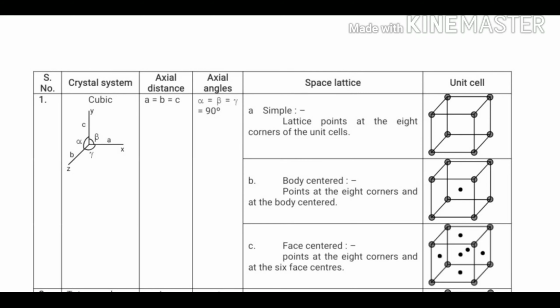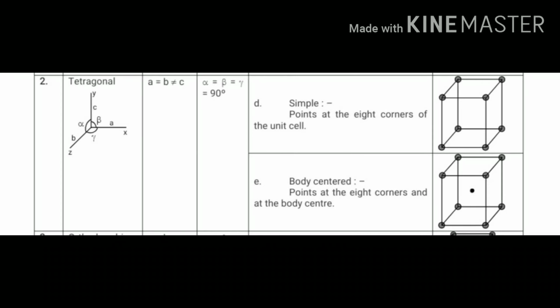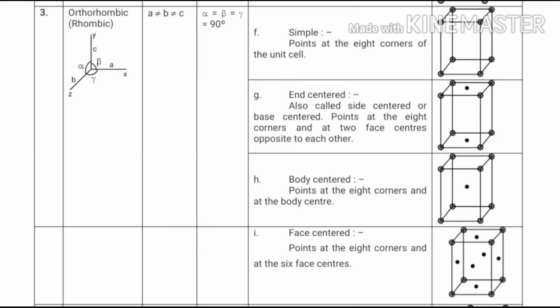In cubic crystal systems, you can see that the space lattices are simple, body centered and face centered. Next, tetragonal. In tetragonal, the space lattices are simple points and body centered. You can see in diagram. When we come to orthorhombic, you can see the space lattices are simple, end centered, body centered, and face centered.